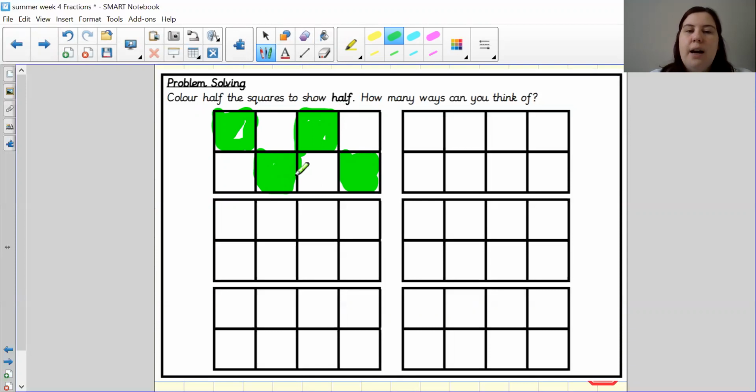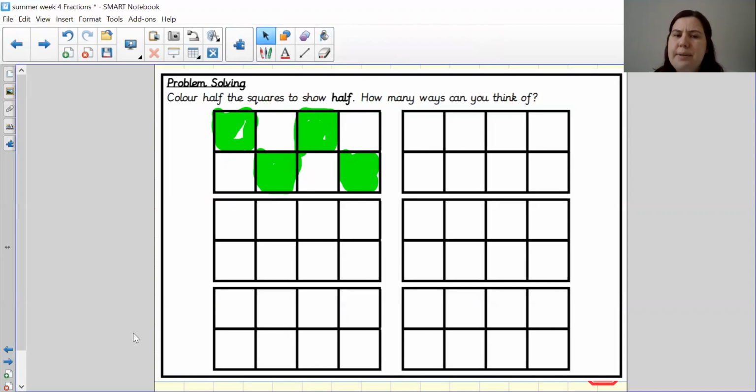Okay, so I have coloured half. Half are green and half are white. How do I know that? Because I have 1, 2, 3, 4 green, and I have 1, 2, 3, 4 white, which means that they are equal, which means it is half, it is the same. So now please stop the video and continue solving this problem. You could draw them onto a piece of paper to represent the picture on the screen.